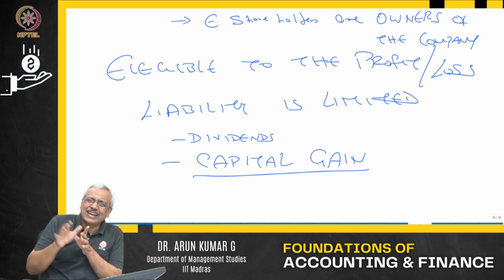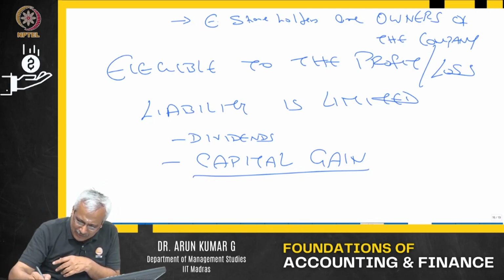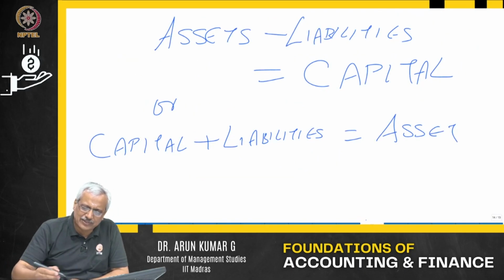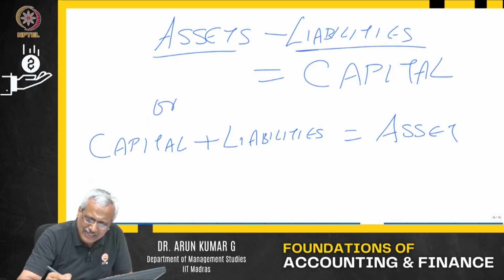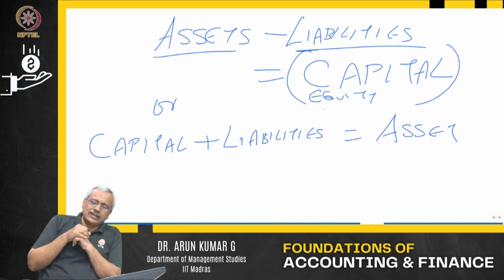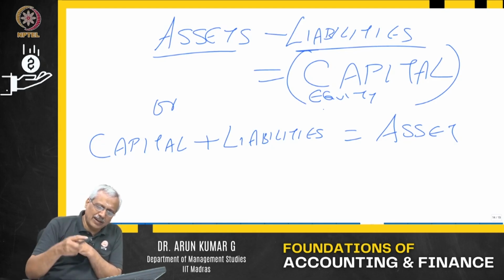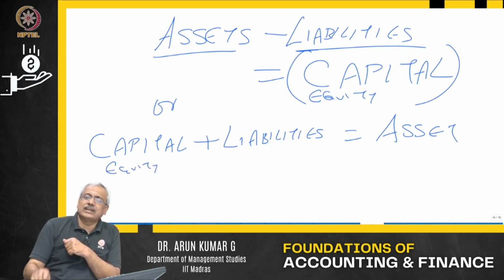So that is where we say liabilities and equity. In this particular case, assets minus all the liabilities is what we call equity capital. I repeat, I correct it here. Assets minus liabilities is what we call equity capital. In this case also, equity capital plus liabilities is equal to assets.